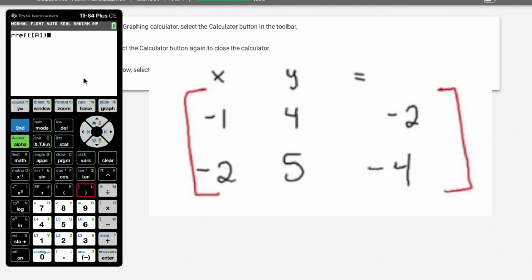Now, what's going to pop up is a nice looking matrix with ones and zeros and numbers. There it is. Now, what we'll do is write down this exact matrix going back to our notes, and I'll explain what all of this means, but our calculator step is done. Now we just need to diagnose the answer.